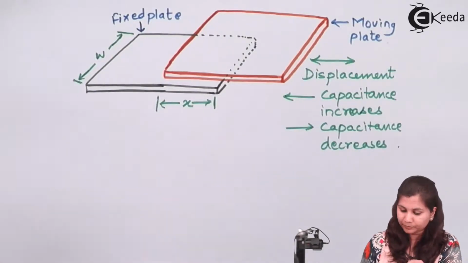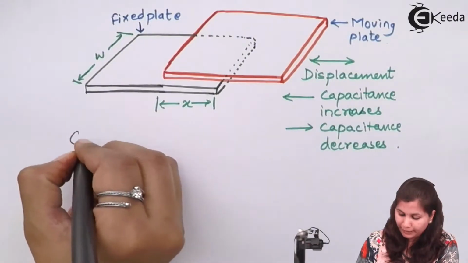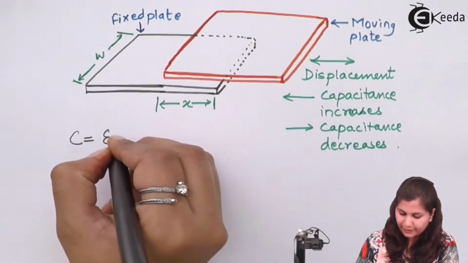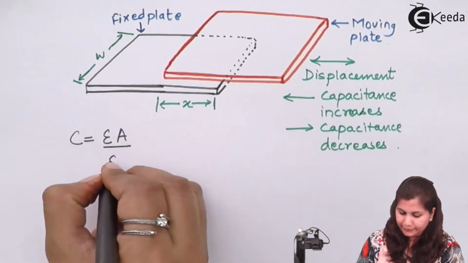Let's see, we know that for a parallel plate capacitor, capacitance is given by epsilon A by D.